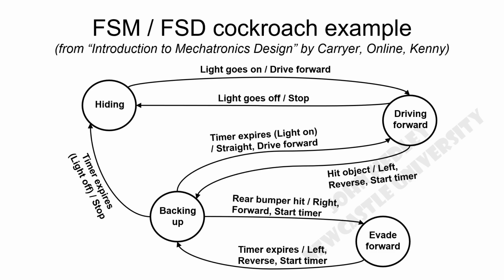In this example, if the cockroach is currently in a backing up phase due to a collision, it will stay in this state unless one of two events occurs. If it hits another object whilst backing up, it will move to an evade forward phase. If no other collision occurs, it will keep backing up until the timer expires. At this point, the timer expired event will trigger a jump. This will be to either the hiding state where the action is to stop moving, or to the drive forward state with the motors actuated. The decision on which of these states the cockroach goes into depends on the guard state, whether the light is on or off.